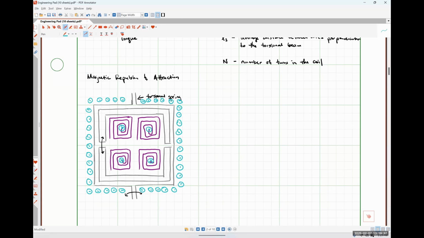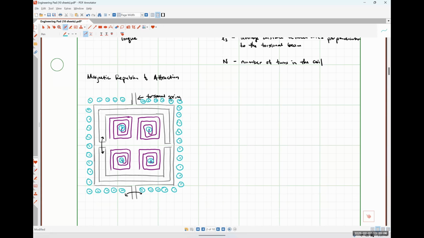And then if I had the ones on the left in line or parallel with the external field, and the ones on the right anti-parallel with the external field, then it would twist to the right and so on and so forth, so that we can get four axes or two axes of rotation out of this guy. So this is one device that was generated utilizing magnetic repulsion and attraction to get its actuation.